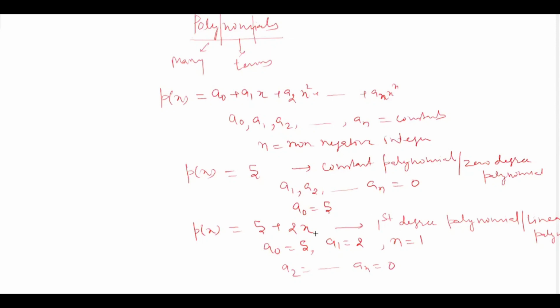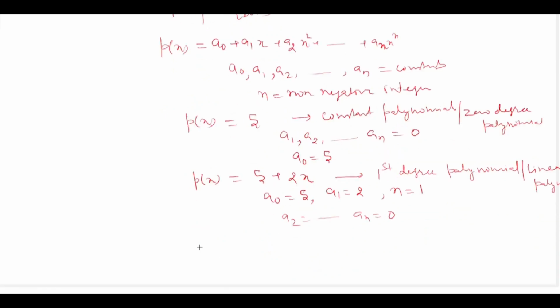But what is the degree here? Degree is basically the highest power of the variable. Here the highest power is 1. For the constant, the highest power is 0, as you can write 5 into x to the power 0. That's the reason it is called a 0 degree polynomial. Here the highest power is 1, so it will be called a first degree polynomial.